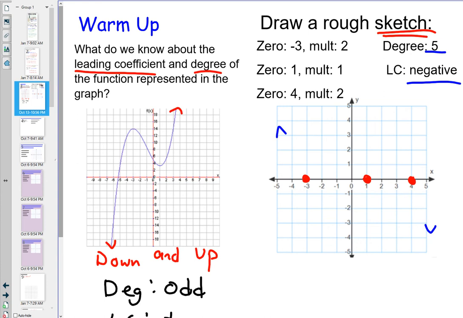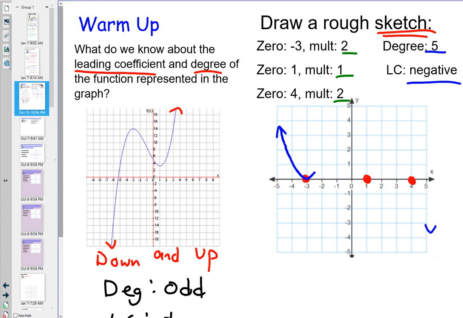The only thing left to do now: we know this graph has to touch all those zeros, but we have to factor in the multiplicity to see how to touch it. So let's go from left to right and start off on this roller coaster. I'm headed towards this first zero. What's going to happen at that zero, -3? It's going to bounce, because it was an even multiplicity, so it bounces off.